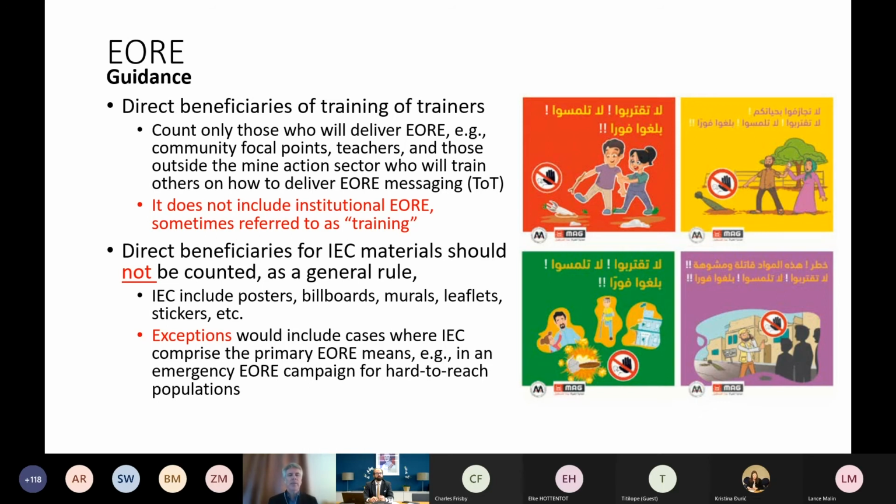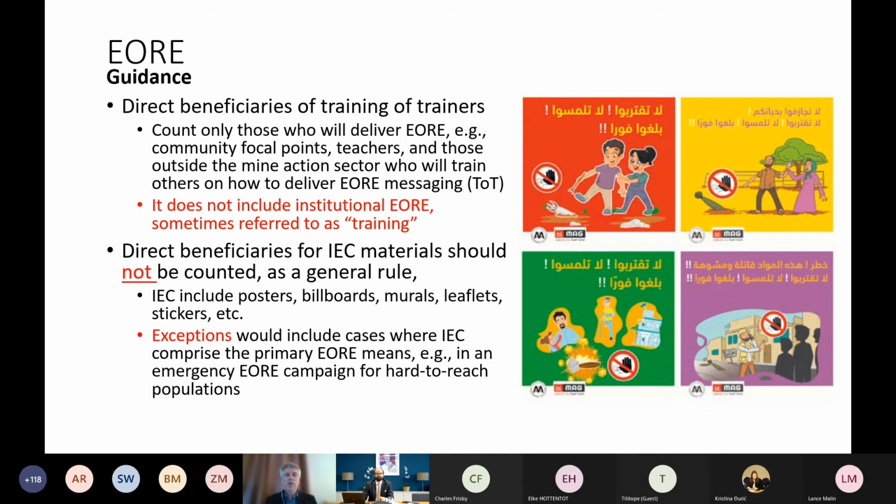But we see that there may be an exception. And that's if this delivery is the primary risk education means, for example in an emergency campaign where we can't reach people through other means, that becomes really a key means for hard to reach populations, then of course we should count them. And I think this is my last slide.